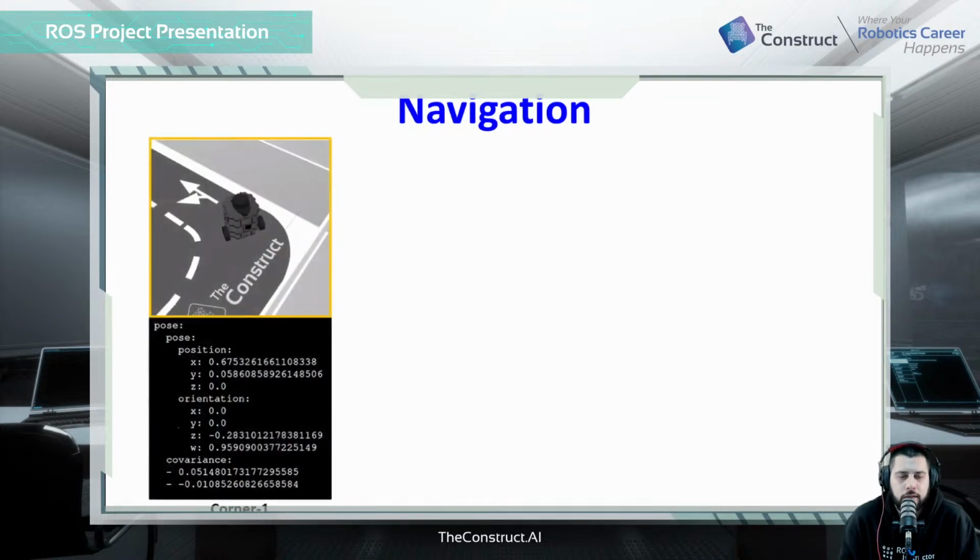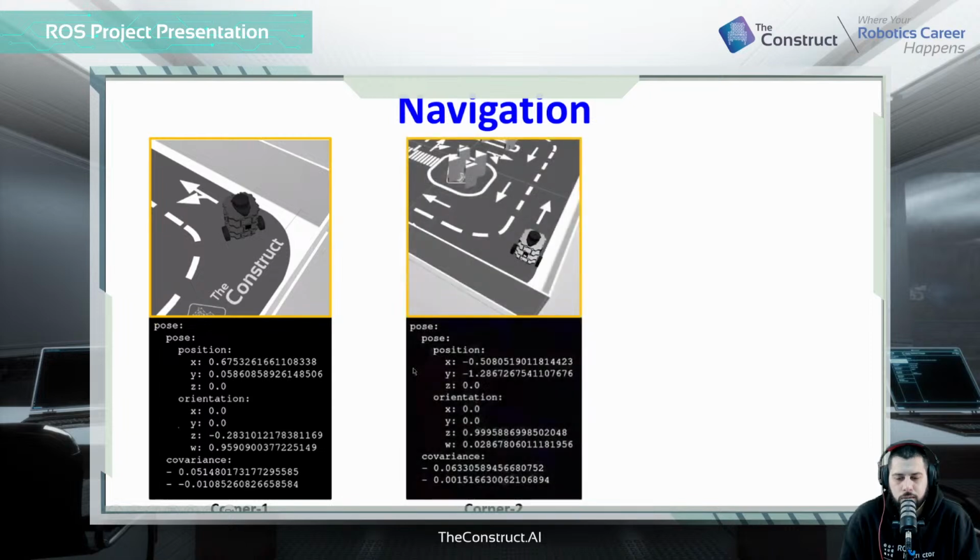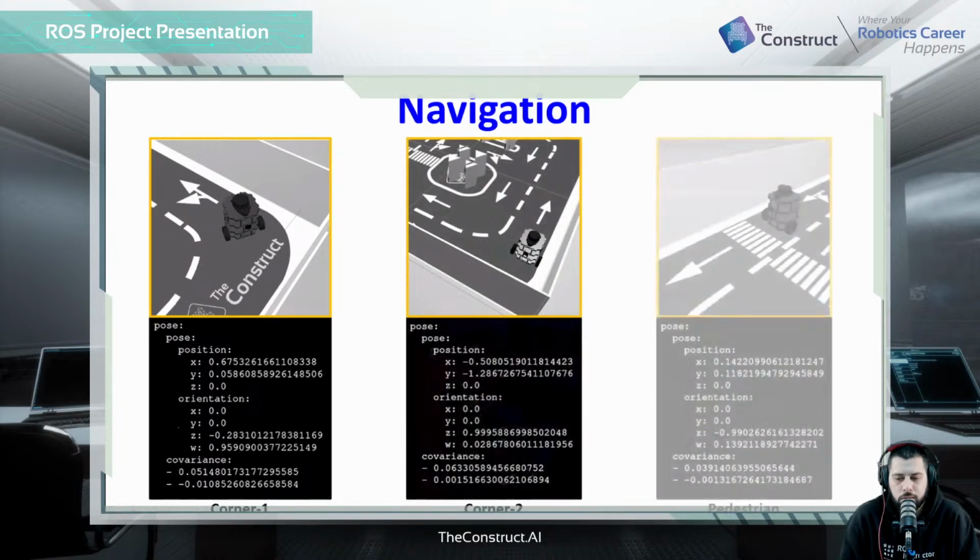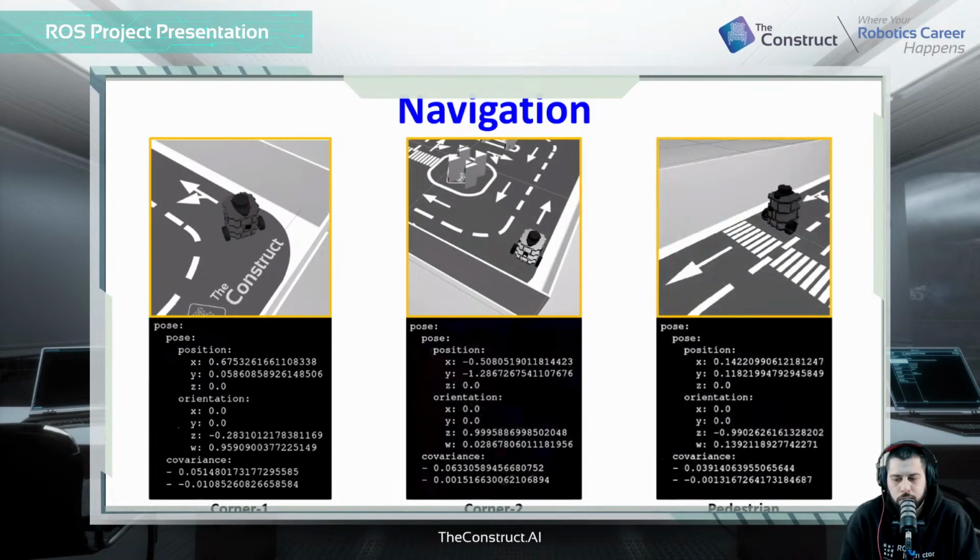Okay. So yeah, in the navigation, we needed to navigate our robot to 3 different points. This is the first point, which is corner 1, and these are the details of the pose of the robot at corner 1. The second spot is corner 2, and the third spot was pedestrian crossing.